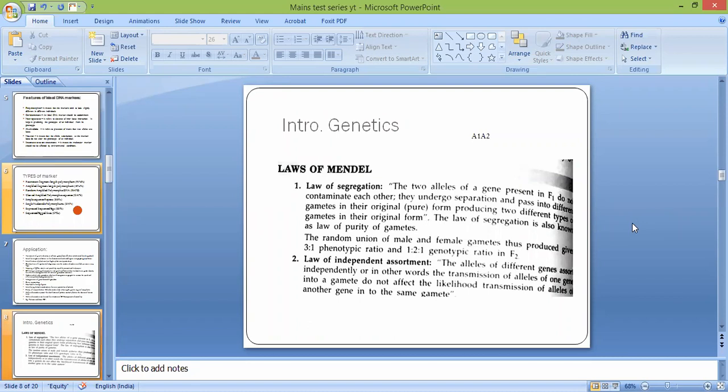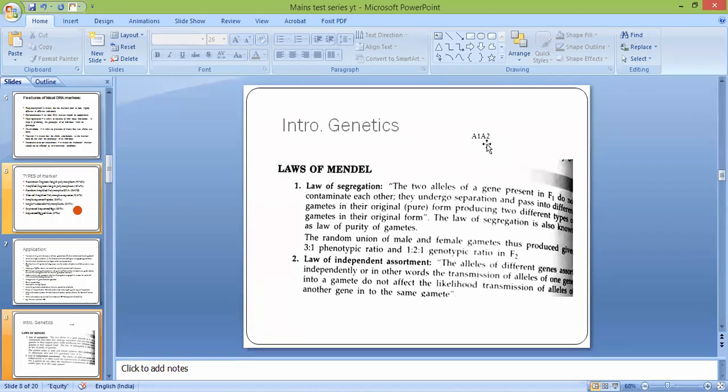If they ask, you have to write the correct definition. Like if they ask about the law of segregation, I see many students write many different things. But what you need to write is: the two alleles of a gene present in F1, for example here you see A1 and A2, do not contaminate each other, but they undergo separation and pass into different gametes in their original form, producing two different types of gametes. So your definition should be very clear. It is also called the law of purity of gametes.